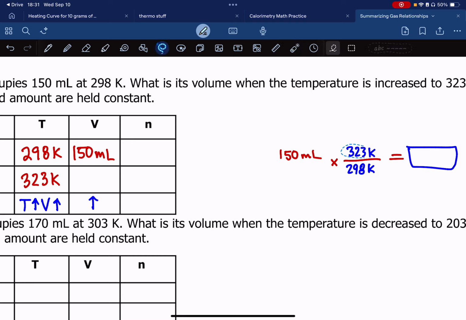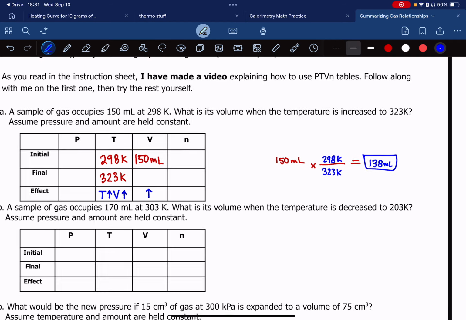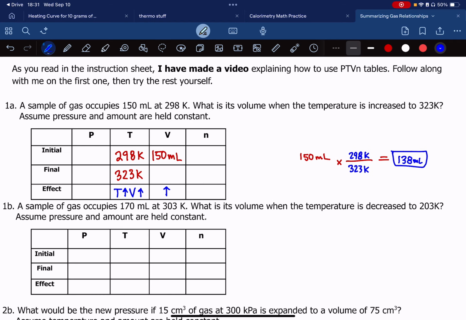Whereas if I did it the other way, if I did 298 on top of 323, you see that ratio is smaller than 1. And since it's smaller than 1, that would give me an answer that is smaller than 150. Let's punch it in real quick so you can see what I'm talking about. So you get 138. If you got 138 as your answer and you boxed it, you should have alarm bells going off in your head, because you already decided, because you filled in your PTVn table, that the volume should be going up. And going from 150 to 138 is not going up. So that can't be right.